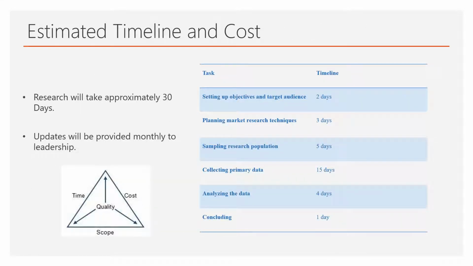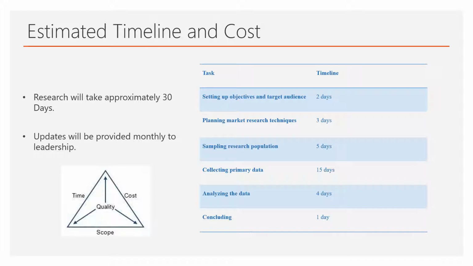So, estimated timeline and cost. The research project we're talking about is about 30 days, getting these questionnaires and also interviews, talking to the individuals as well, because we're going to ask if there's anything they think they can do to improve the project or any other way they would like to convey information to us. And at the same time, updates will be provided monthly to leadership. So every 30 days, we'll provide that information to leadership.